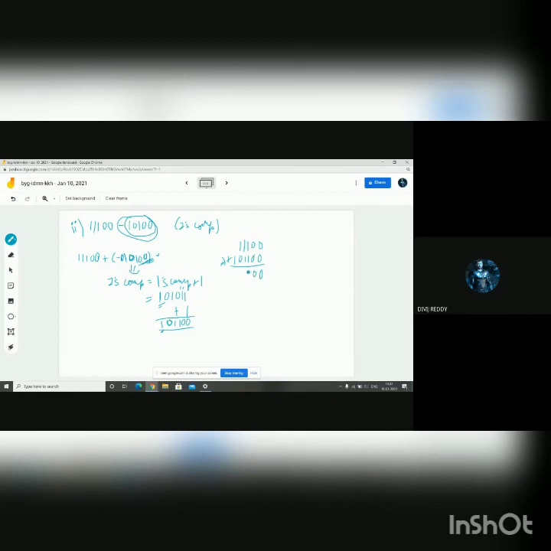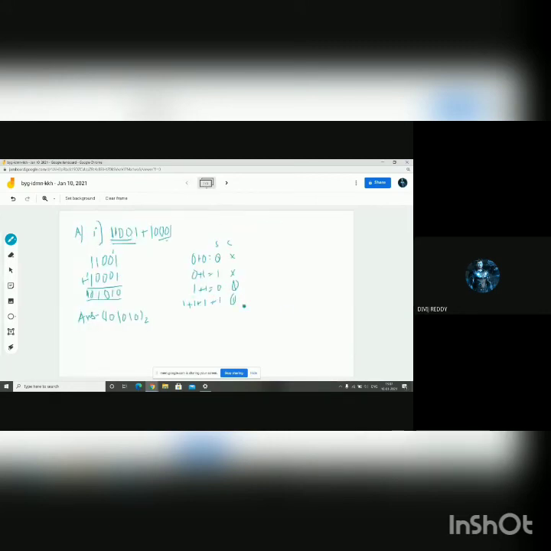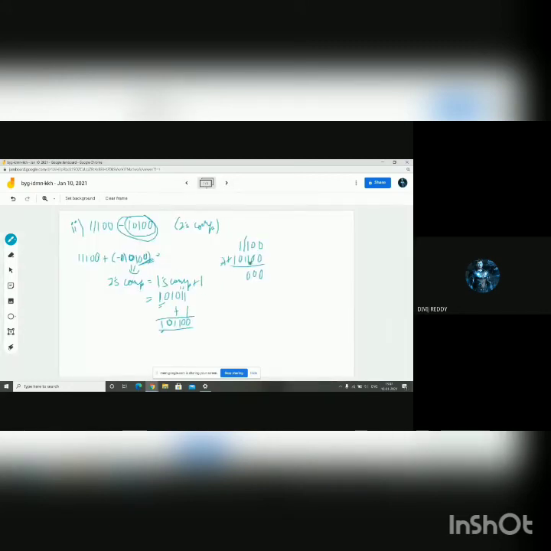1 plus 1, 0, and we get another carry 1. 1 plus 1 plus 1, adding 3 ones, we get sum 1 and carry 1. So we take sum 1 and carry 1. 1 plus 1, sum 0, carry 1. 1 plus 1, again sum 0, carry 1. Carry 1, I will write down. This will be our answer.